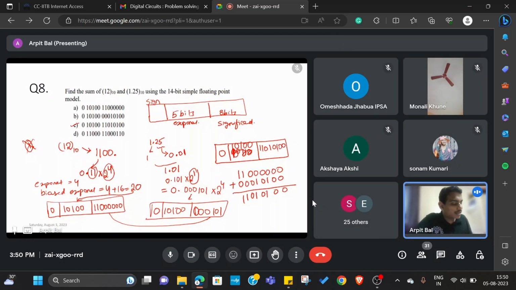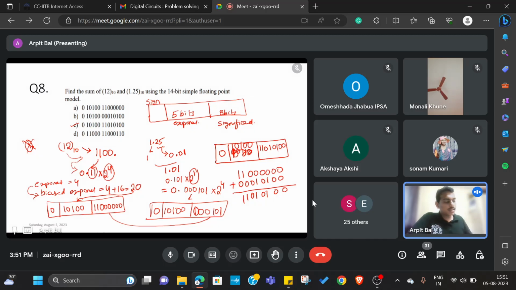First, I converted 12 into binary, then I represented it in the standard notation for doing simple floating point arithmetic. That means you need to have 0 point some value into 2 to the power exponent. Then I converted the exponent to a biased exponent. In simple floating point arithmetic, to convert into a biased exponent, whatever exponent is present, you add 16 to it. So after adding 16 to 4, I got 20.